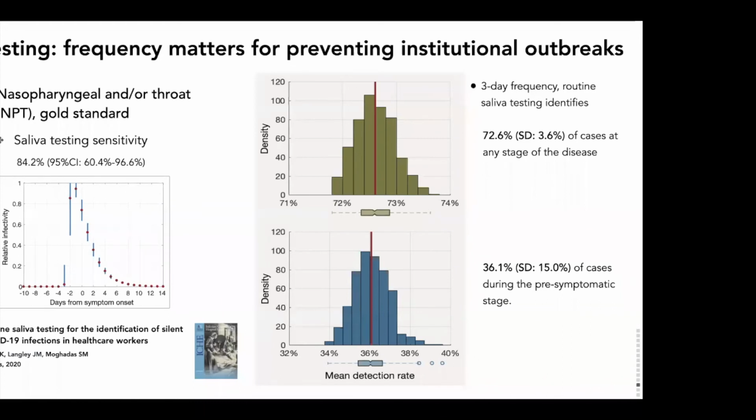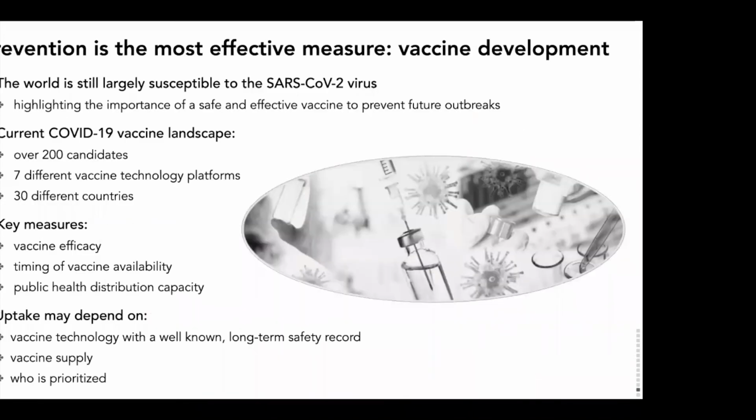But I guess combining all these measures, a key conclusion is that we still need something more significant to prevent the transmission of the disease in the first place. And that's really highlighting the importance of vaccine development. So right now, given all the devastating outcomes of COVID-19 globally, the population is largely susceptible.